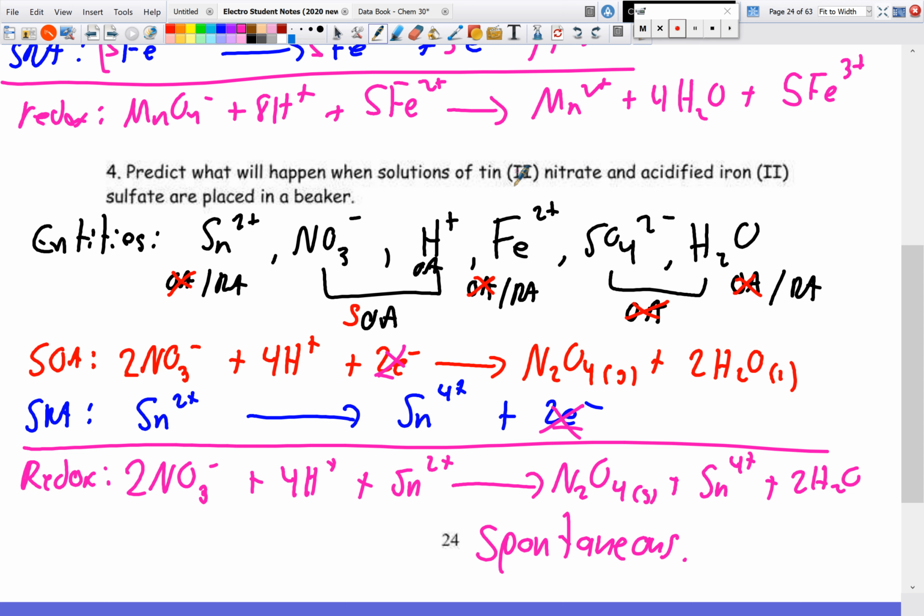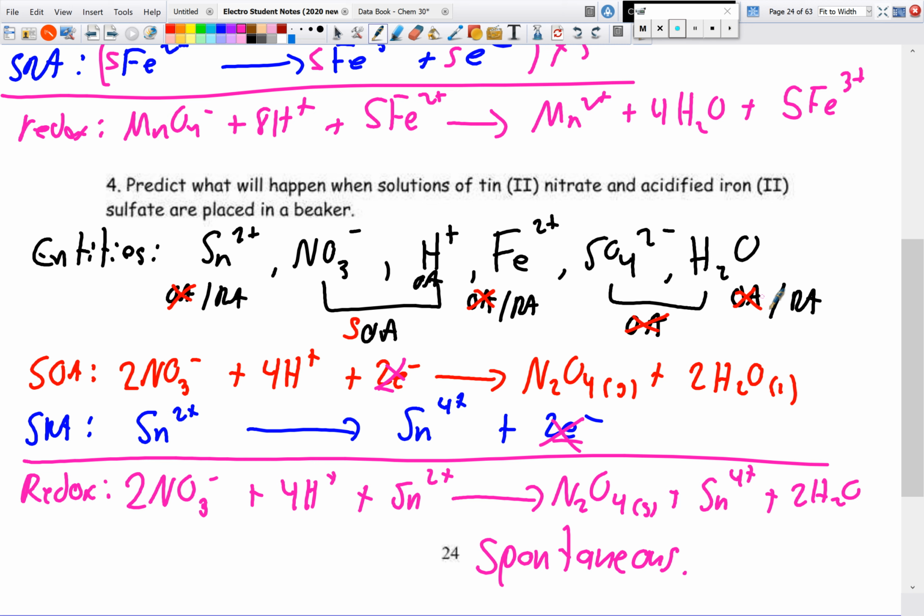This right here, of course, is a little trickier just because the acidified nitrate ends up reacting and not the tin 2 plus and not the iron. So nothing in the iron or sulfate really does anything. It's just the acid. So that's why this one was a little trickier. But as long as you are careful how you list your oxidizing agents and reducing agents and finding them on your chart, you should be fine.